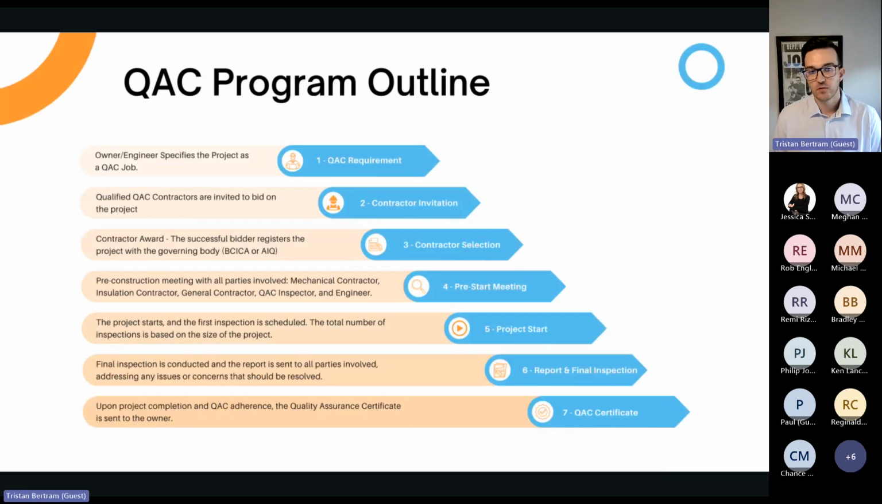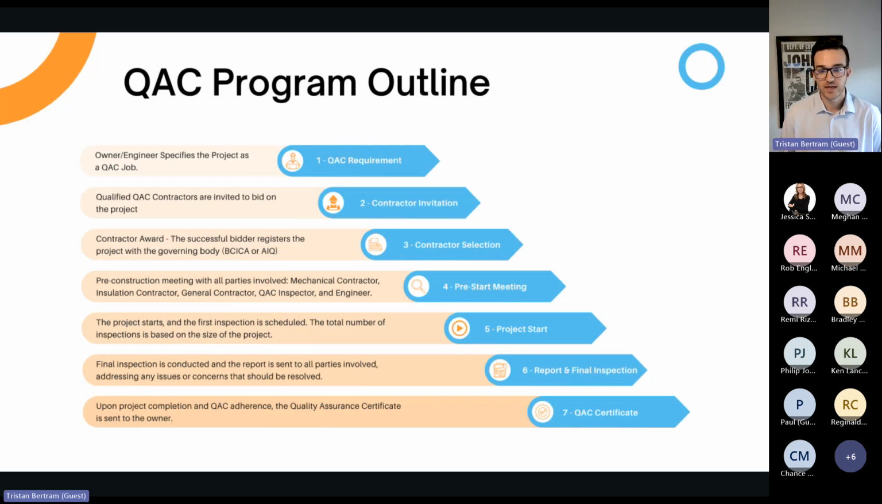So just wanted to share a general overview of an insulation QAC program. The process begins with the owner or engineer designating the project as a QAC job. This ensures that only experienced and reputable contractors are eligible to bid insulation work. Qualified QAC contractors are then invited to bid the project. Once a contractor is selected, they register the project with the relevant governing body, such as BCICA or AIQ.